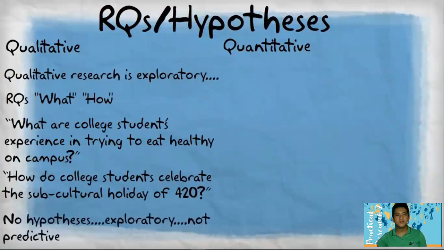Because qualitative research is exploratory, it typically does not have a hypothesis, which is a prediction. In a nutshell, qualitative research tries to explore, not predict, college students' views. No hypothesis for qualitative.